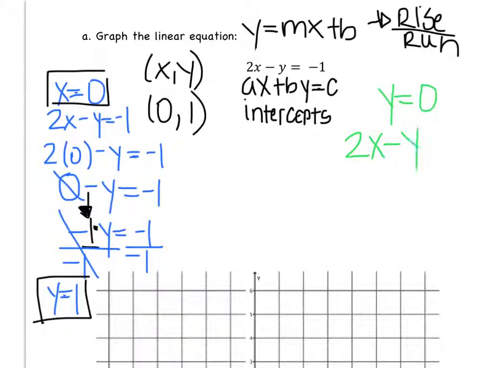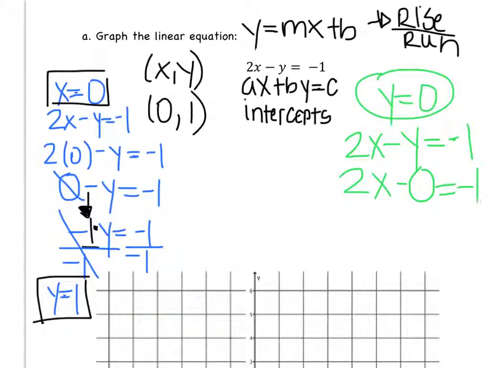2x minus y equals -1. And now when I rewrite it, instead of writing y, I'm going to plug in 0. So I have 2x minus y, which is 0, equals -1. So now that minus 0 crosses out, and I'm left with 2x equals -1. I need to get x alone, so I'm going to divide each side by 2. And I get x equals -1/2.